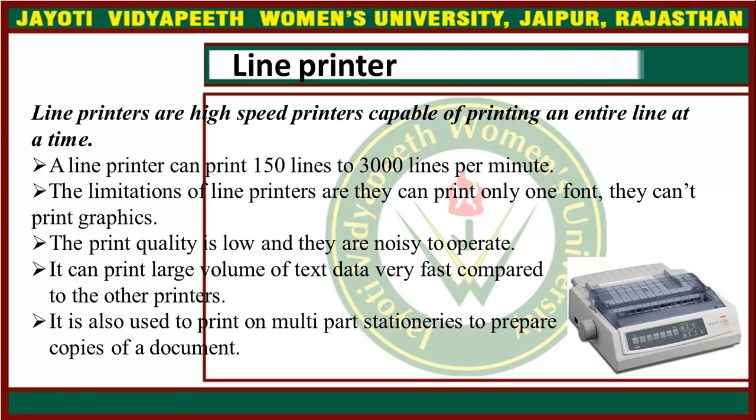Come to the line printers. These are high-speed printers capable of printing an entire line at a time. A line printer can print 150 lines to 3000 lines per minute. The limitation is that they can print only one font. They can't print graphics. The print quality is low and they are noisy to operate. It can print large volumes of text data very fast compared to other printers. It is also used to print on multipart stationery to prepare copies of a document.